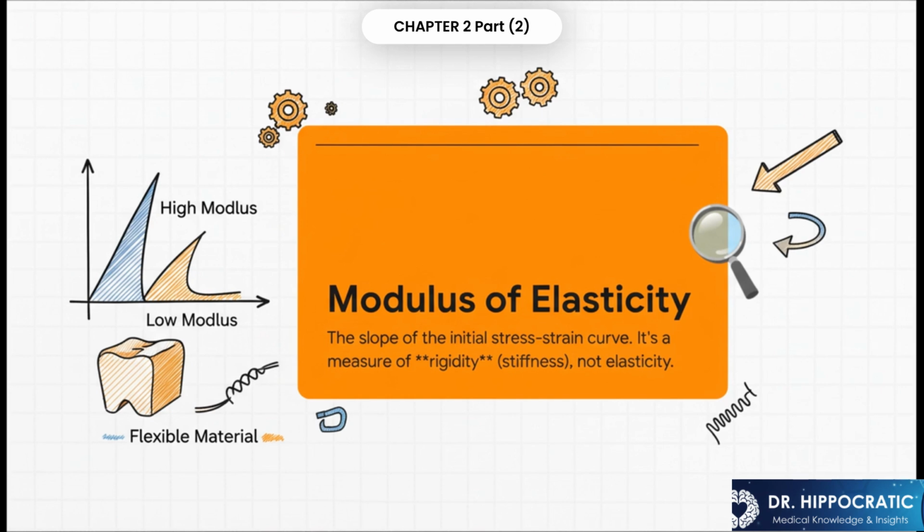Now, here is a huge exam trap. Despite its name, it does not measure how elastic or stretchy a material is. It measures the exact opposite. It measures stiffness or rigidity. A really steep slope means a high modulus and a very stiff material. A shallow slope means a low modulus and a more flexible material.